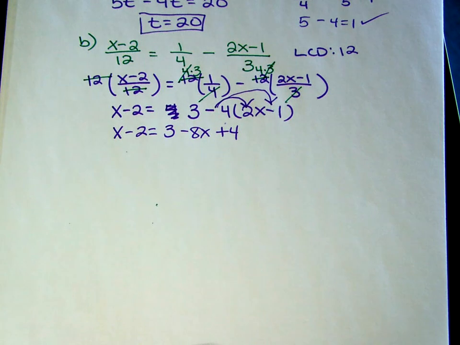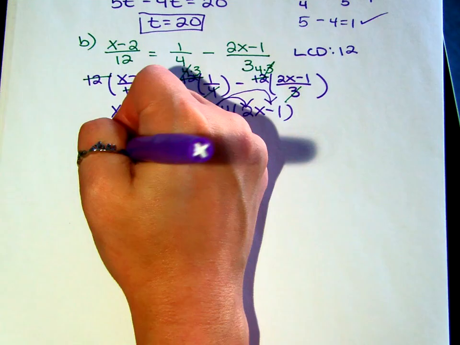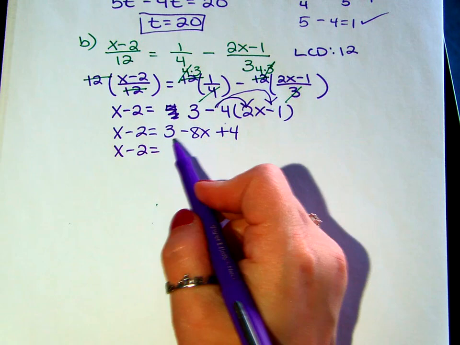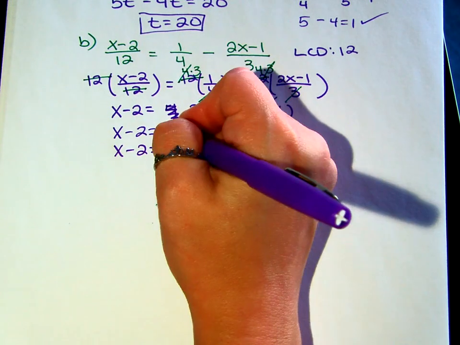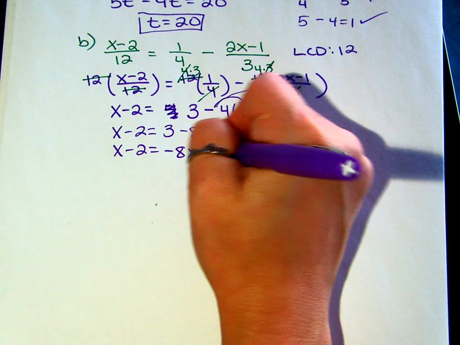Now I'm going to combine like terms. On the left-hand side, I've got nothing to combine. But on this right-hand side, I have a negative 8x, and I have a positive 3 and a positive 4, which will give me a positive 7.